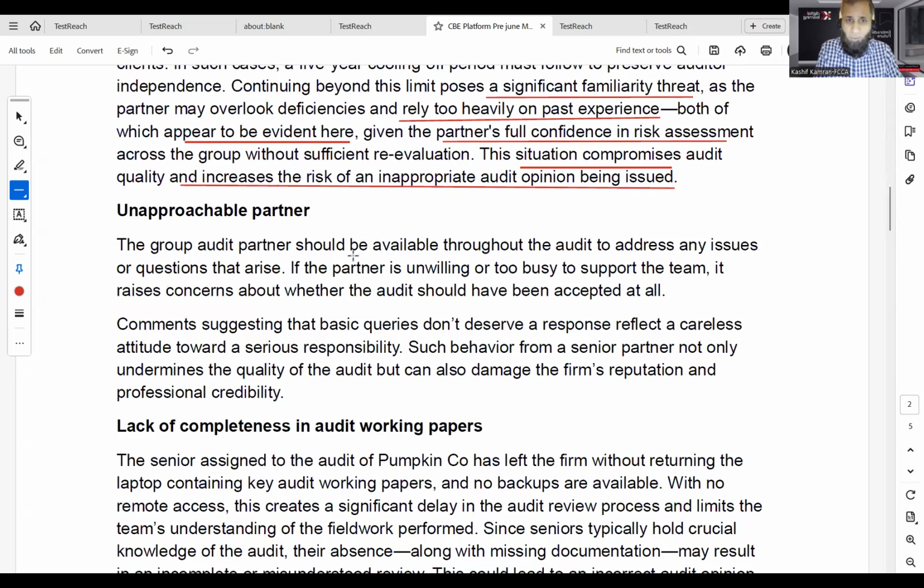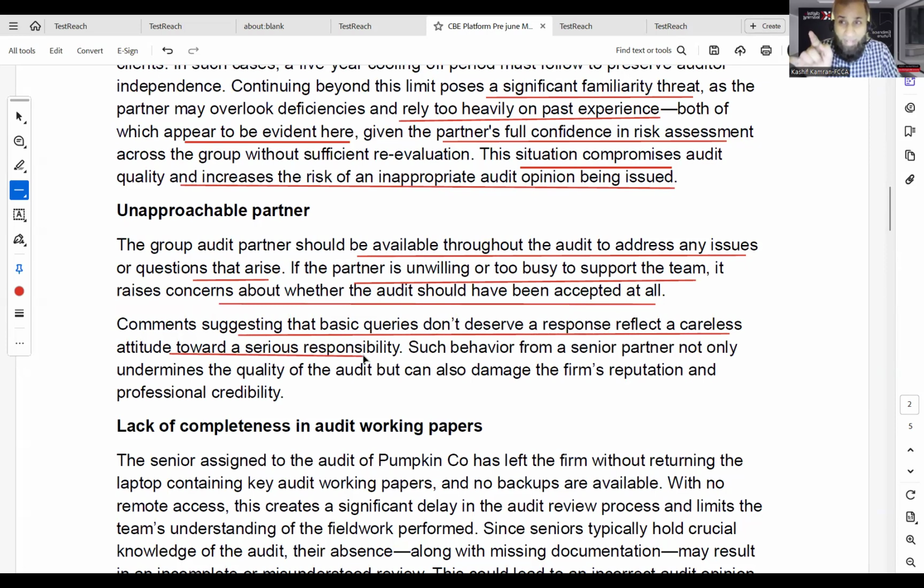The group partner should be available throughout the audit to address any issues or questions that arise. If the partner is unwilling or too busy to support the team, it raises concern about whether the audit should have been accepted at all. Good. Comments suggesting that basic queries don't deserve a response reflect a careless attitude towards the serious responsibilities. Careless attitude. Very good choice of words.